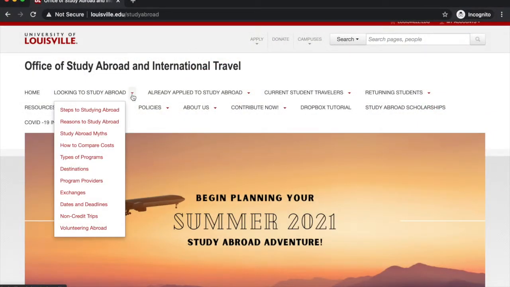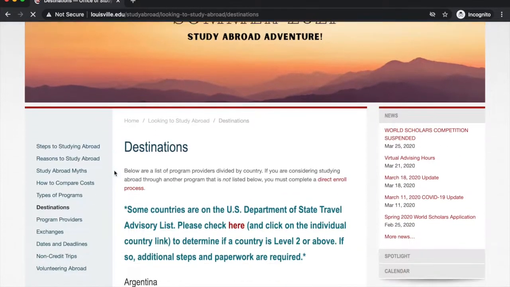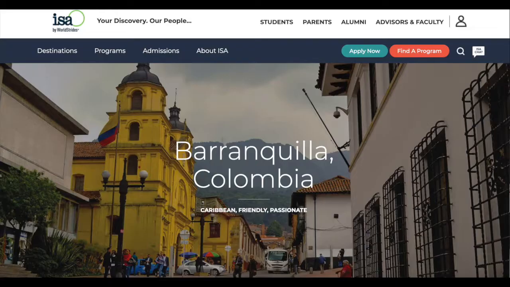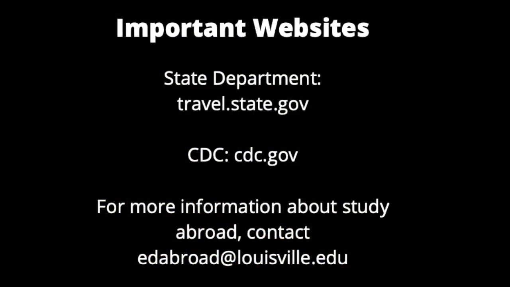Most pre-approved study abroad programs will only operate in locations that are normally a level 1 or 2. Programs in Panama are usually in Panama City, and this ISA site in Colombia is in areas that are a level 2. And remember, our office is a resource for any questions you may have.